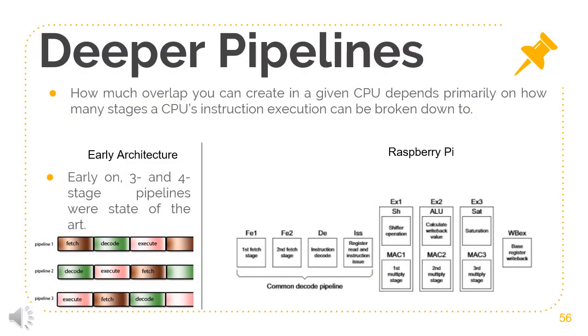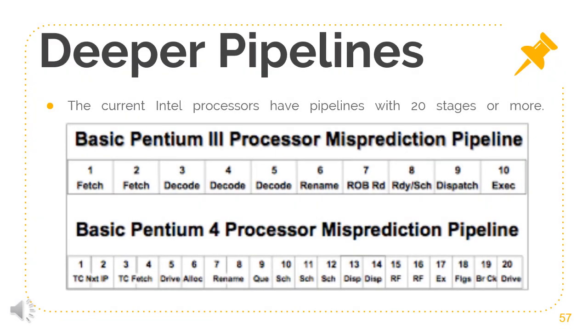How much overlap you can create in a given CPU depends primarily on how many stages a CPU's instruction execution can be broken down into. During early architecture, 3 and 4 stage instruction pipelines were state-of-the-art. Raspberry Pi has 8 stage instruction pipelines. The current Intel processors have pipelines with 20 stages or more.